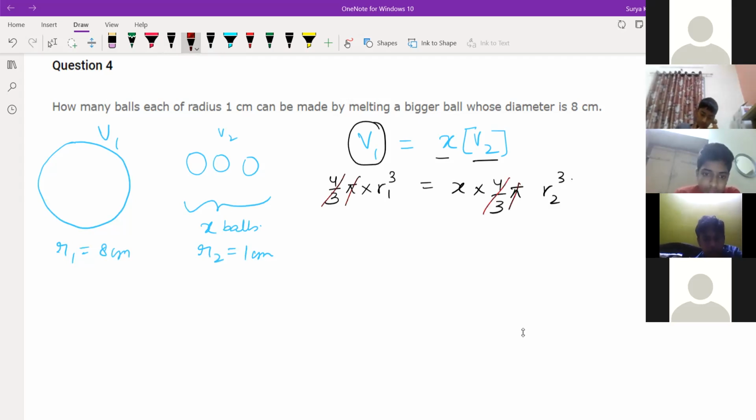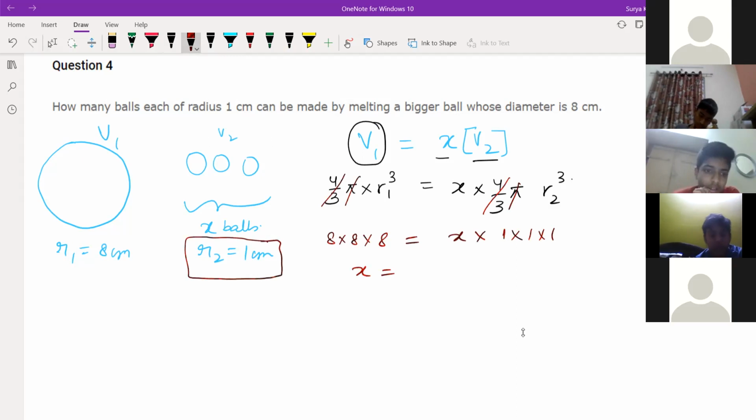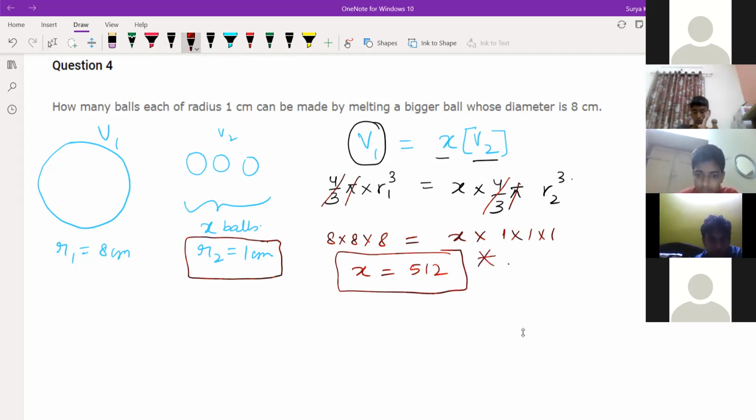So R1 cube, what can we write? 8 into 8 into 8 is equal to X into 1 into 1 into 1, R2 cube. This is R2 only, no? Yes, so 4 by 3 R2 cube, right? So X is equal to 8 into 8 into 8. 8 cube is 512. So small balls are how many? 512.